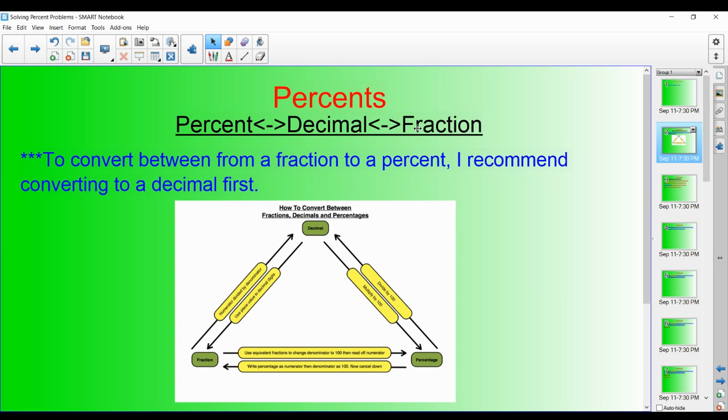So we remember from the previous lesson how to convert between a percent to a decimal and a fraction. Today we're really going to look at, if I'm given a word problem with a percent, how do I convert it to a decimal? Because the decimal is going to be more useful than the percent.